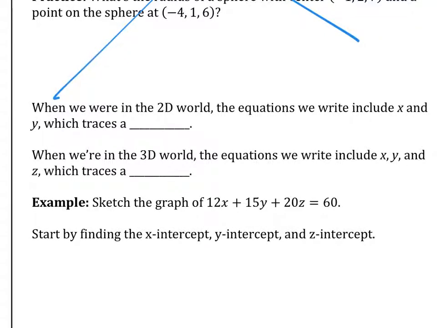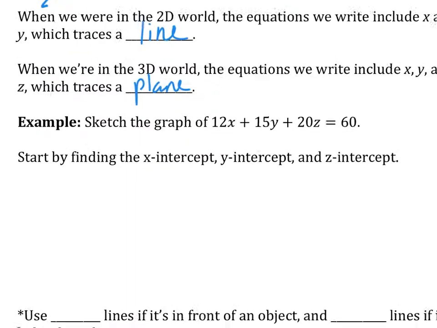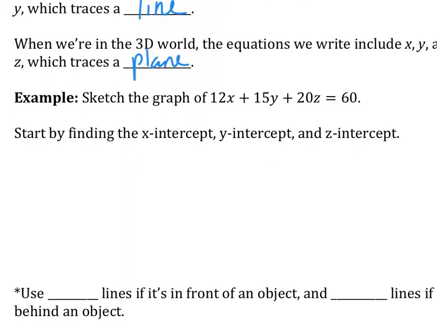Okay, so in a 2D world, the only thing we can do that includes x and y is create a line. So if you have 2 points, it creates a line. In a 3D world, since you have 3 points, you create a plane. All right, so let's try drawing this one. 12x plus 15y plus 20z equals 60. Okay, that sounds very crazy.